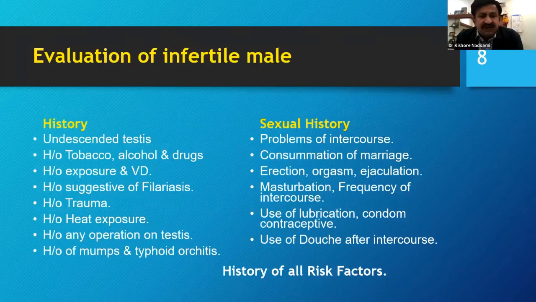In evaluation of the infertile male, we ask for history of undescended testes, history of tobacco, alcohol, drugs, exposure to venereal disease, history suggestive of filariasis, trauma, heat exposure, any operations done particularly in childhood, mumps, typhoid, orchitis, problems of intercourse, consummation of marriage, erection, orgasm, masturbation, frequency of intercourse. So a detailed history as well as sexual history is taken, and history of all the risk factors is included.